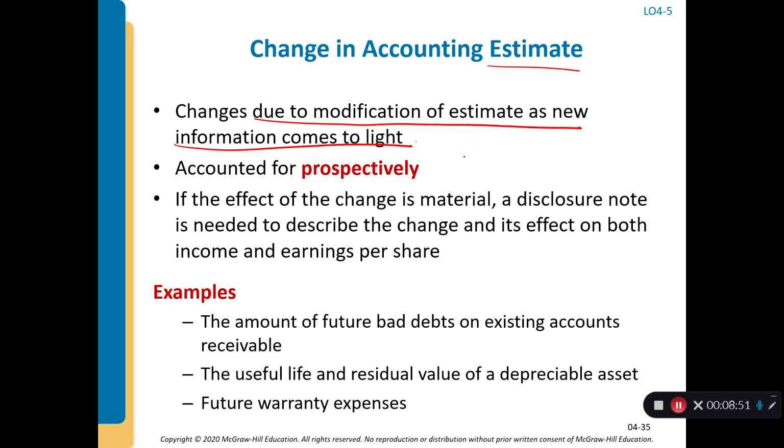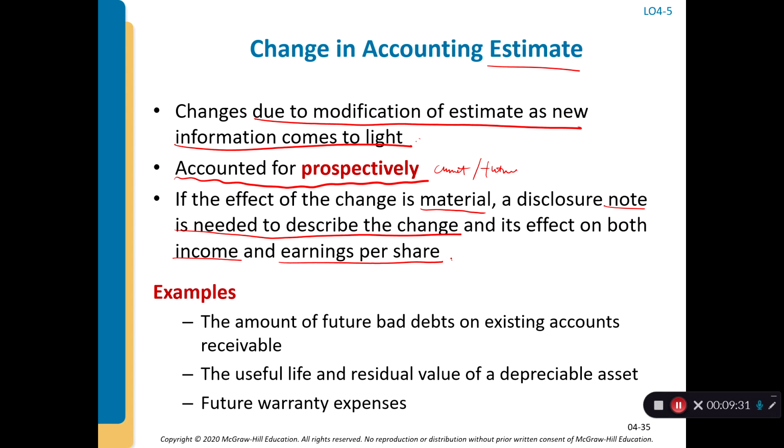Because estimation requires prediction of future events, it's not unusual for them to turn out to be wrong, right? So when an estimate is modified as new information comes to light, accounting for the change in estimate is quite straightforward, because you only need to do it prospectively, meaning that when you know something new and want to change your estimation, you can do it in the current period or the future period. You don't need to retrospectively change anything. If the effect of the change is material, a disclosure note is needed to describe the change and the effect on both income and earnings per share.